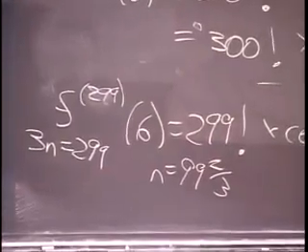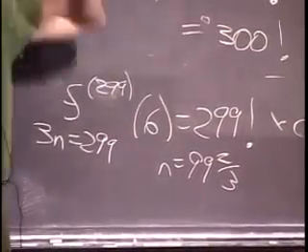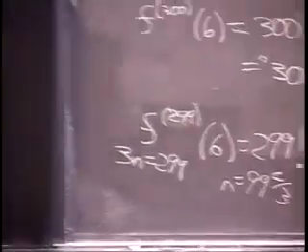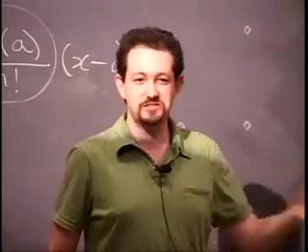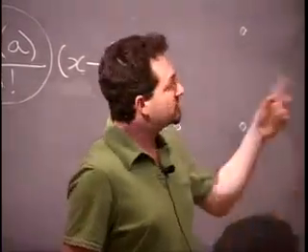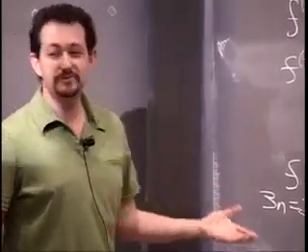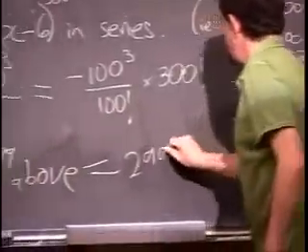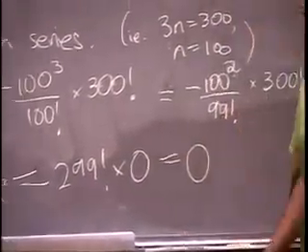Can n be 99 and 2/3 in this series? No. n is 0, then 1, then 2, then 3, then it goes to 99, and then it skips 99 and 2/3. It just goes to 100. You only get powers which are divisible by 3. So the power before the 300th will be the 297th power. The other terms are not there, so they have coefficient 0. So again, this is 299 factorial times 0, and the answer is 0. Sort of similar to the other case.